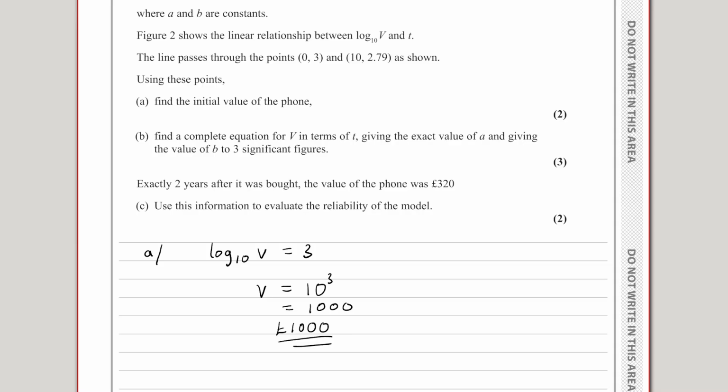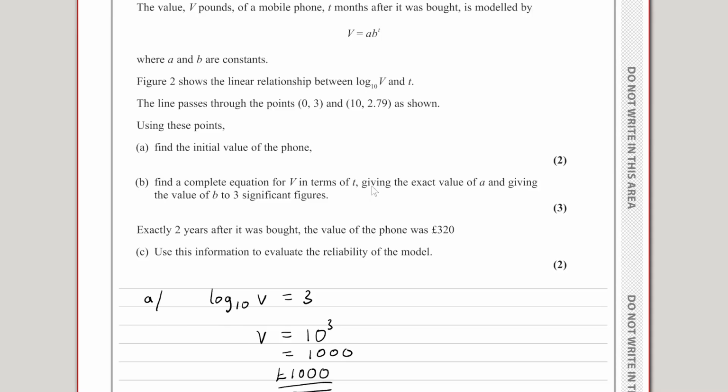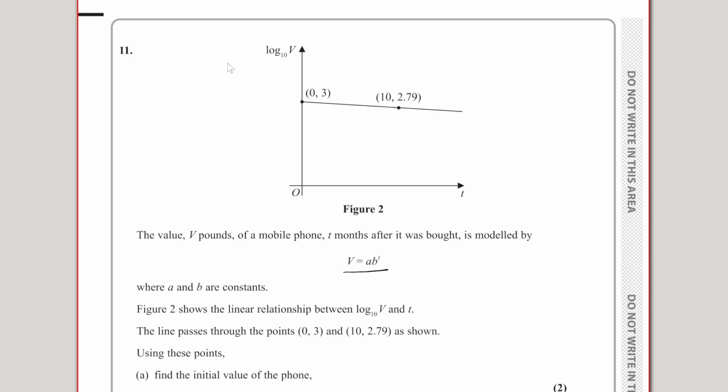Find the complete equation for v in terms of t, giving the exact value of a and giving the value of b to 3 significant figures. So we're going to get something in the form v equals a, b to the t, and we can use our straight line that we've been given here. So y equals mx plus c, but instead of y we've got log 10v, so it's log 10v equals mt plus c. And we know c is 3, so we just need to work out the gradient.